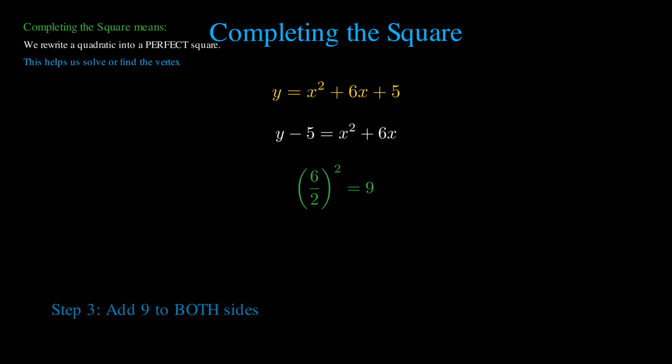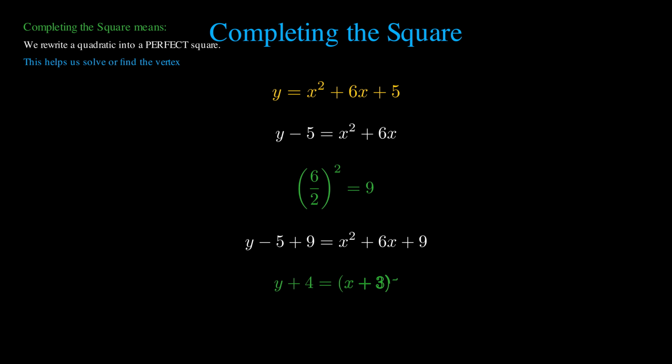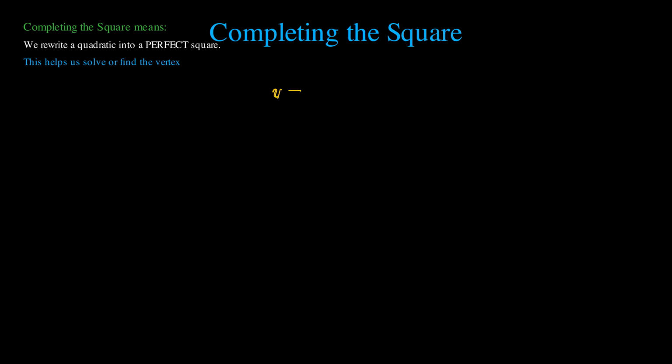Step 3 is very important. We must add 9 to both sides of the equation. When we add 9 to both sides, the balance stays correct. Now the right side becomes a perfect square. x squared plus 6x plus 9 becomes (x plus 3) squared. The equation is now y plus 4 equals (x plus 3) squared.